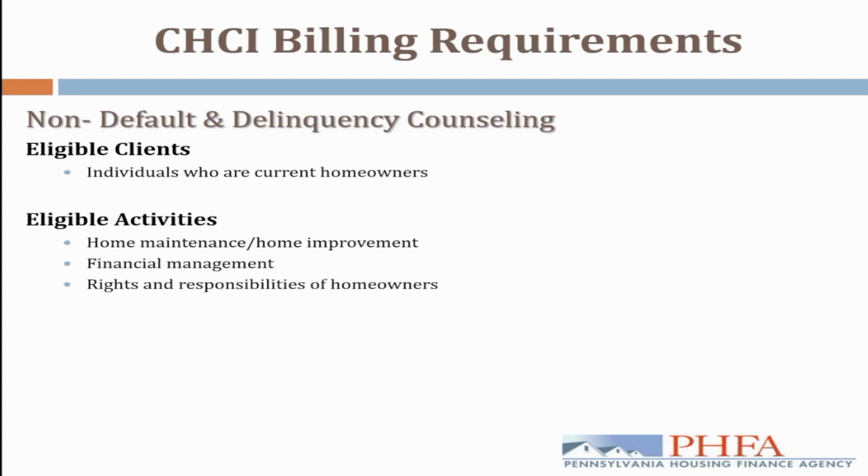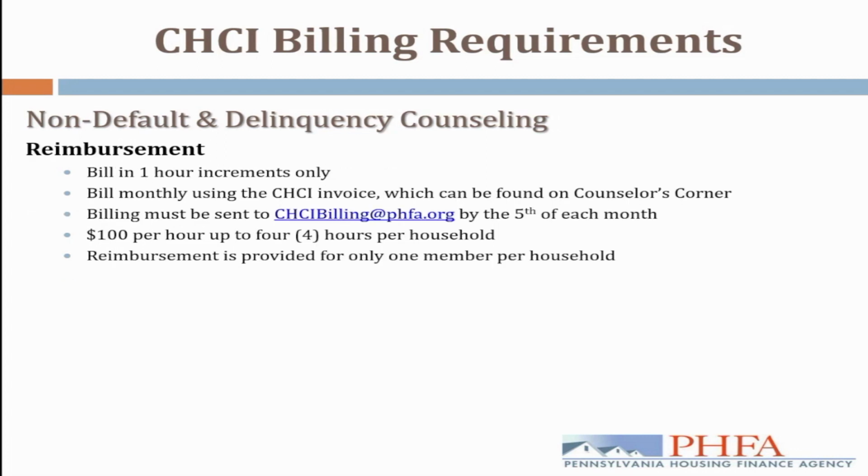Next, you have your non-default and delinquency counseling. So this is for individuals who are current homeowners. So your eligible activities under our non-default and delinquency counseling will be home maintenance, home improvement, financial management, rights and responsibilities of homeowners. Here, you're still going to see the standard 1 hour increment that we expect you to bill in, and your reimbursement rate is going to be $100 per hour up to a max of 4 hours. So if you're non-default delinquency counseling, $100 per hour up to your max of 4 hours.